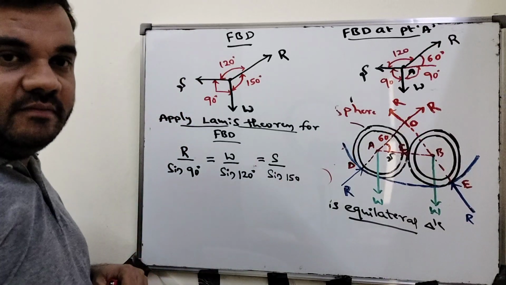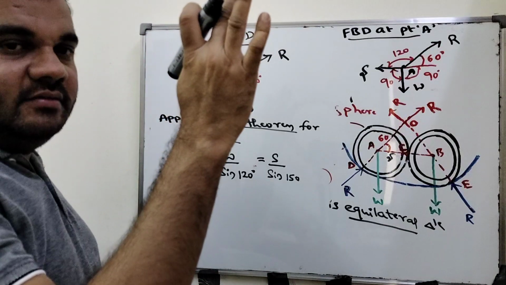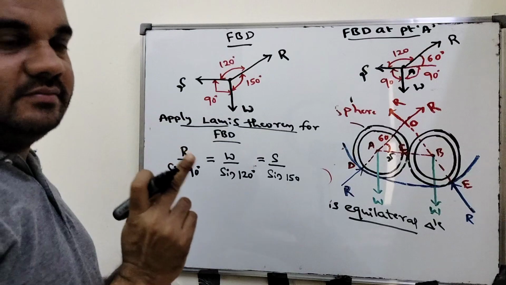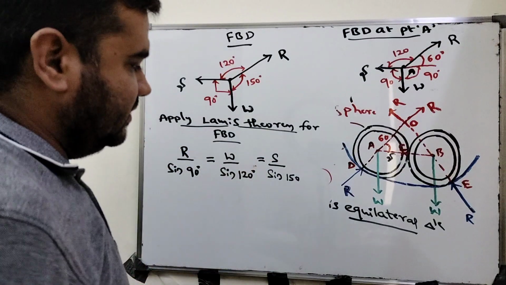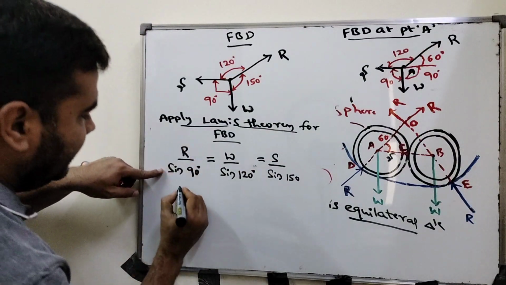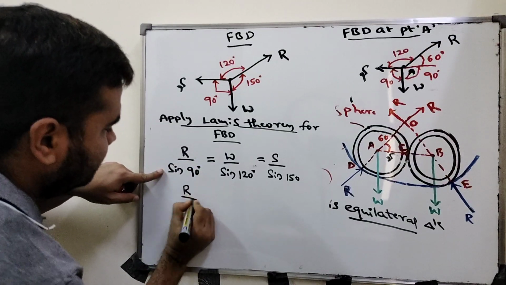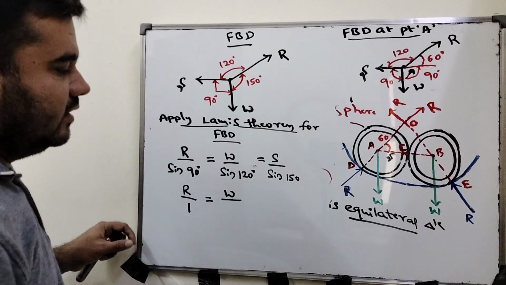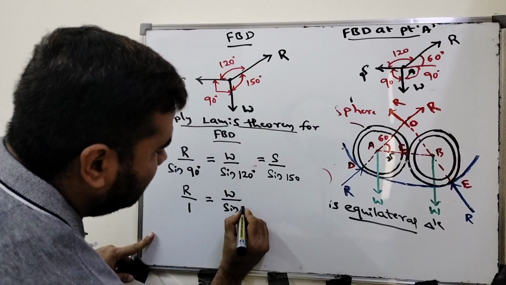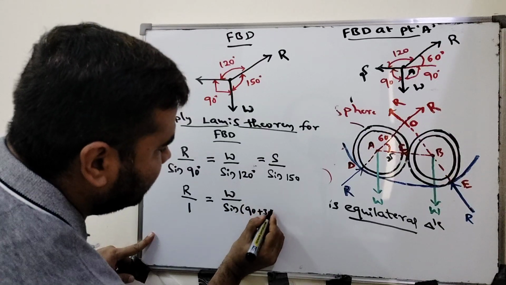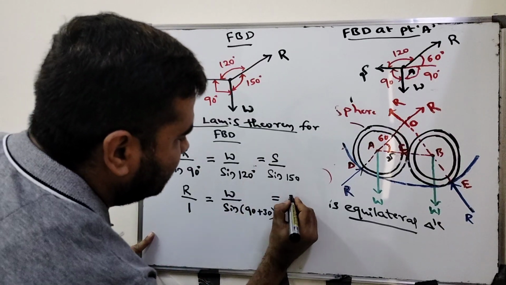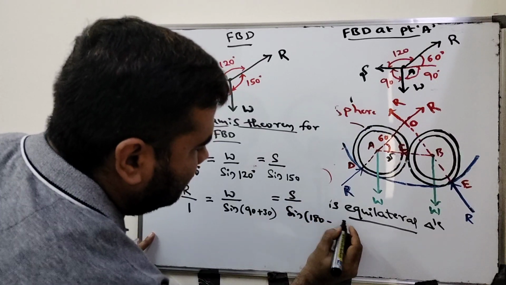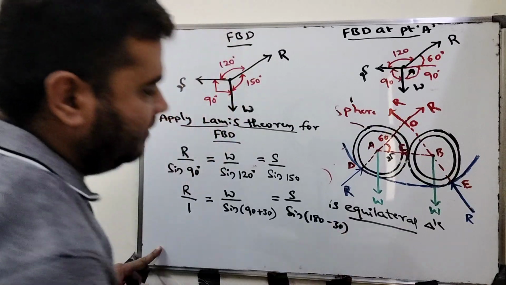Did you understand this one? Whatever force is acting, divided by sine of the angle between the other two forces, that is what we applied. We solved so many problems here. Now just simplify. R divided by sine 90, which is 1, equal to W divided by sine of how much? Sine of 90 plus 30. I think you know how to split this. This will be equal to S divided by sine of 180 minus 30.